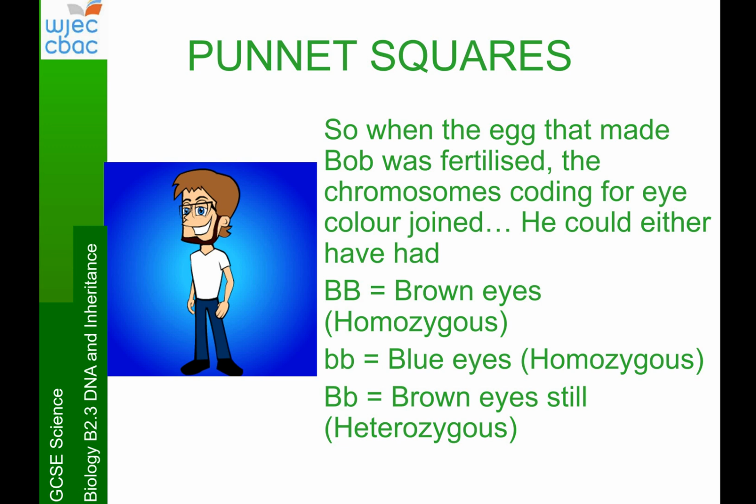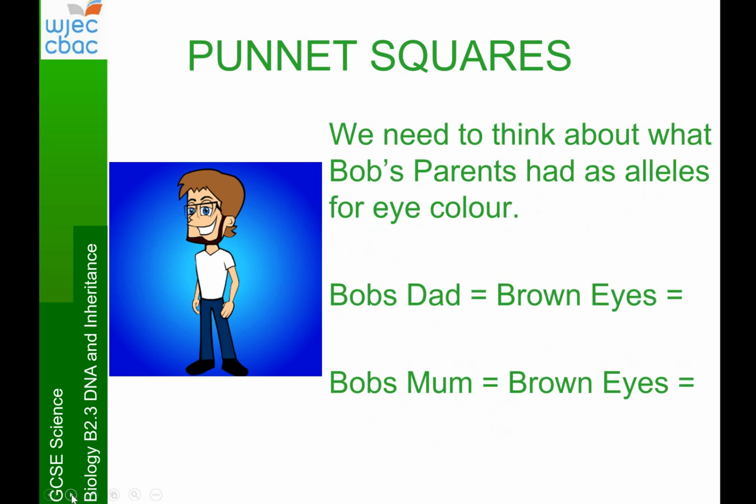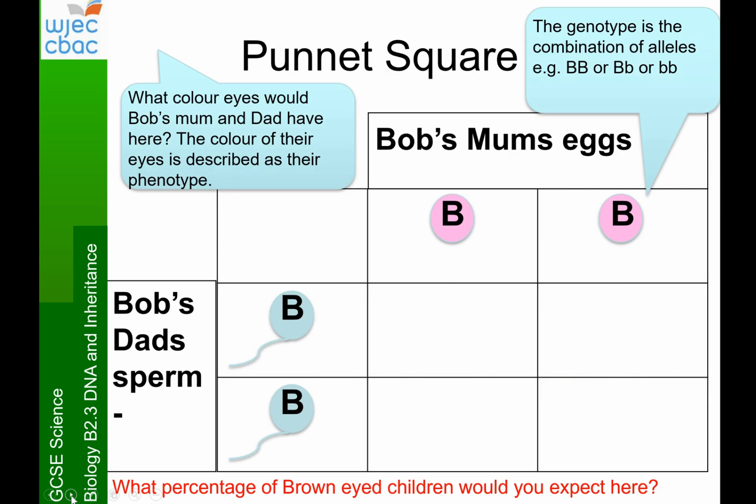However, we know that both of his parents had brown eyes. So how is it that Bob has got blue eyes? If Bob's dad had brown eyes and Bob's mum had brown eyes, they both had to be heterozygous in order to pass on the recessive copy. So let's just check this out.